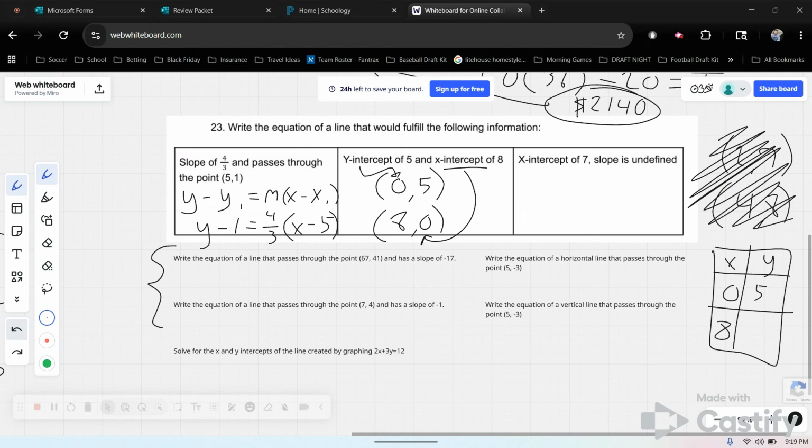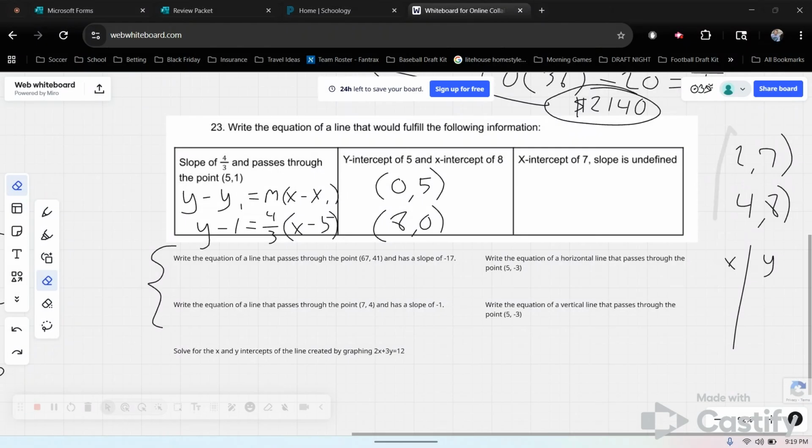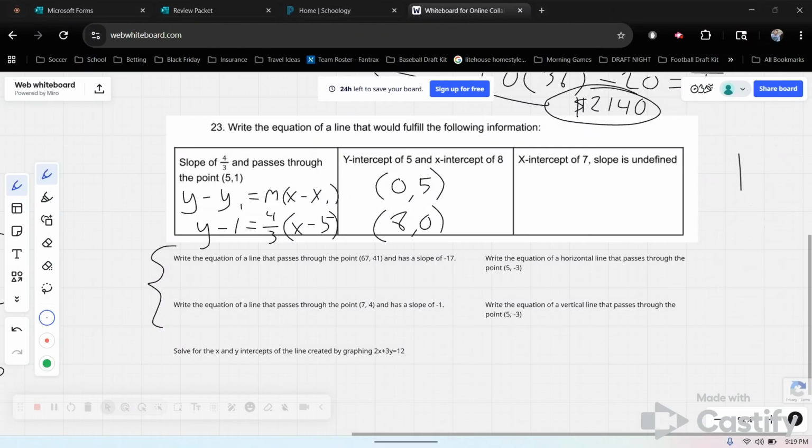For the third one, this one is more a matter of do you understand what an undefined slope means? What an undefined slope means is that there is no rise over run to the graph. And specifically, I'm not saying no rise over run like the rise over run is 0.